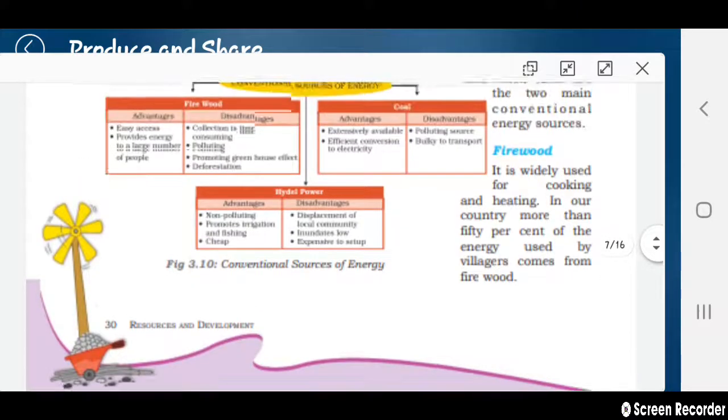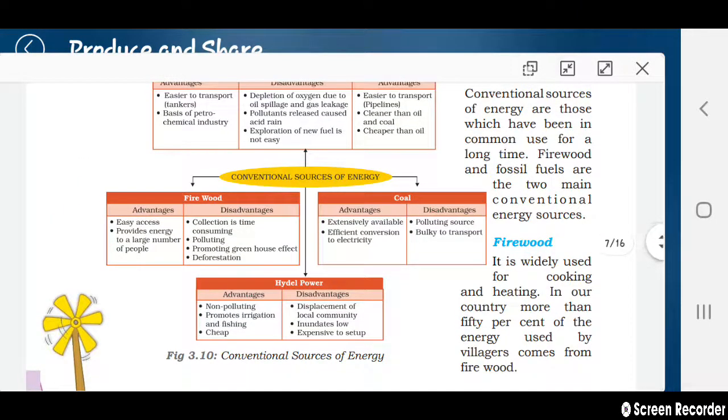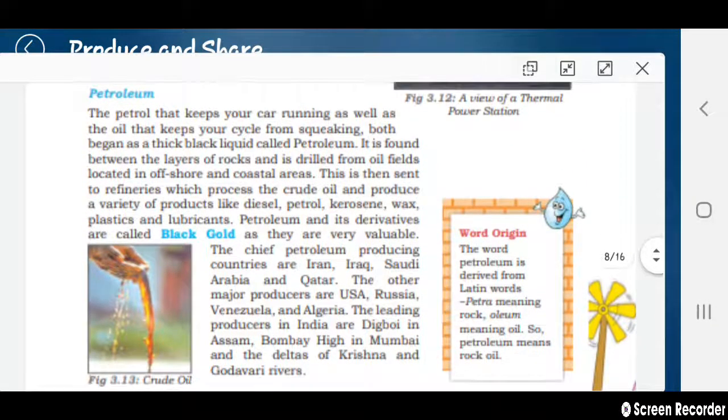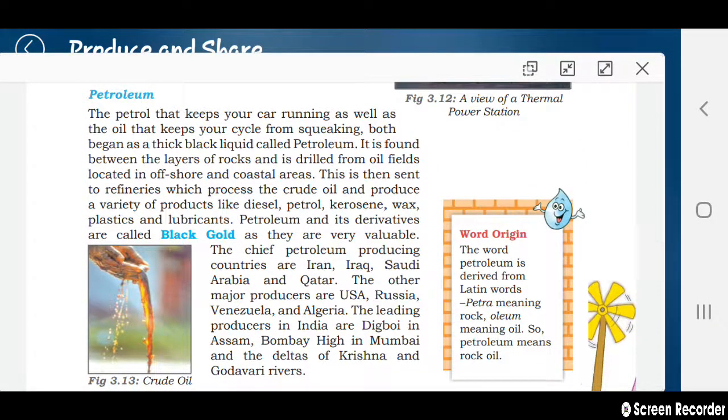Now let us see the advantages and disadvantages of coal. The advantage of coal is that it is extensively available, and it is efficient for the generation of electricity. The disadvantage is that it is a polluting source. When you burn that coal, it pollutes our atmosphere, and it is very difficult to transport as it is available in huge bulk.